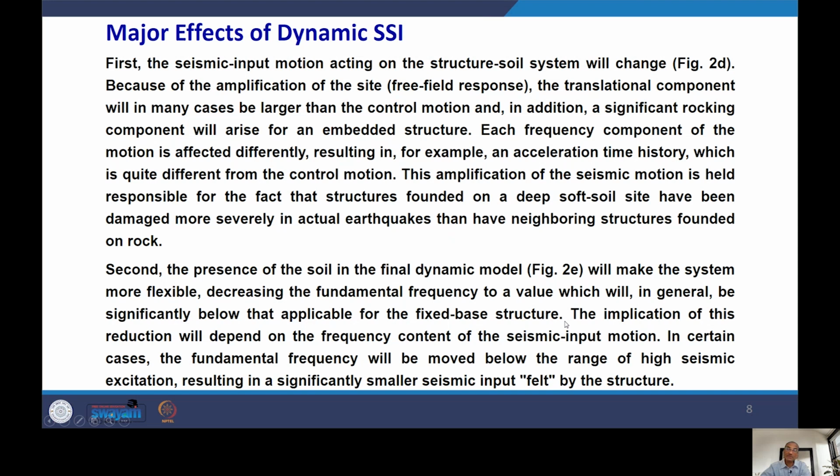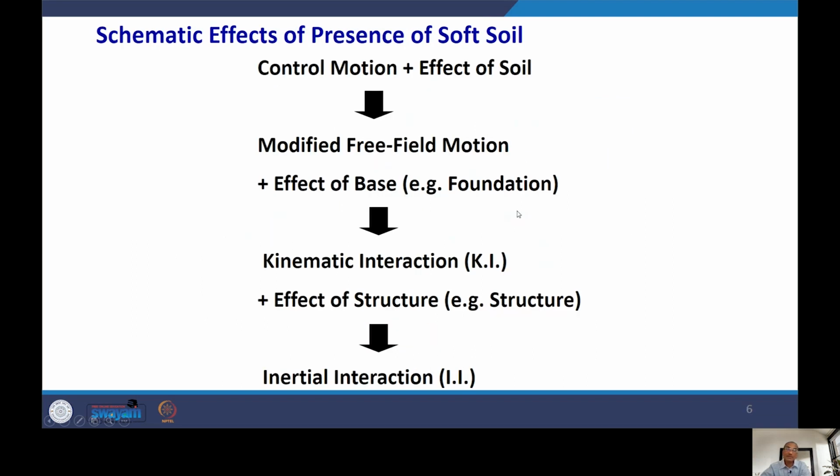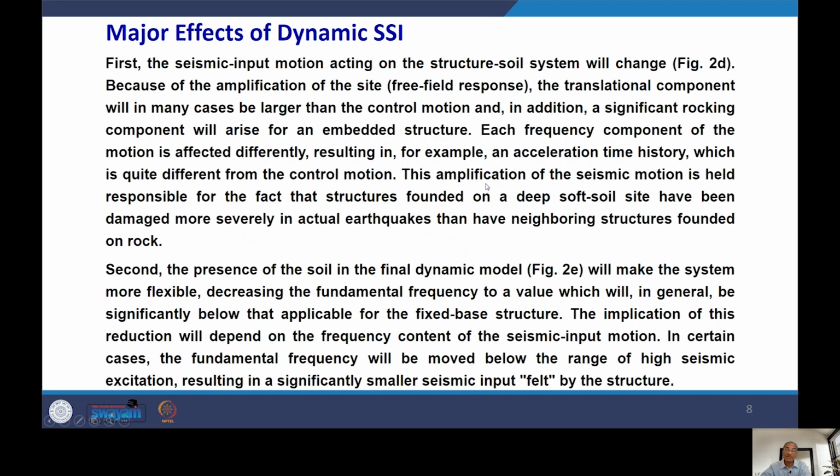This amplification of the seismic control motion is held responsible for the fact that structures founded on a deep soft soil have been damaged more severely in actual earthquakes than neighboring structures founded on rock. So you could see that there is an amplification in the translation component and rocking component. This amplification of seismic motion is held responsible for structures founded on soft soil getting more damage compared to those founded on rocky sites.